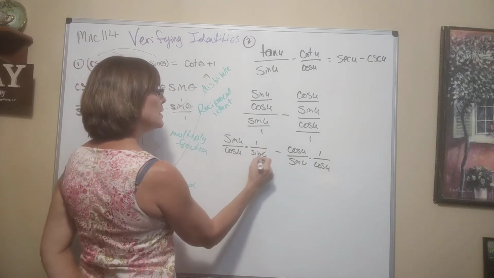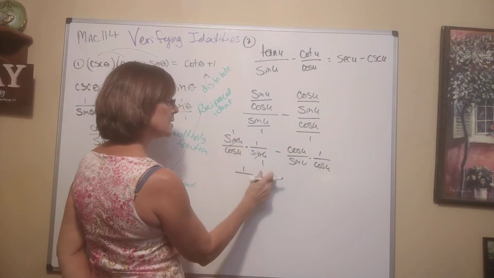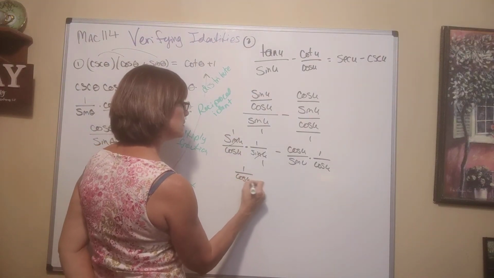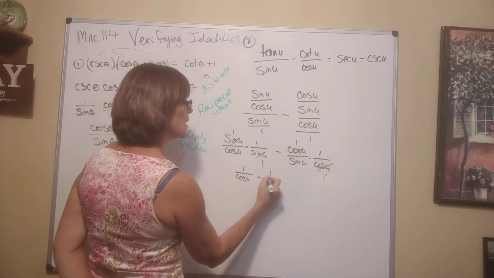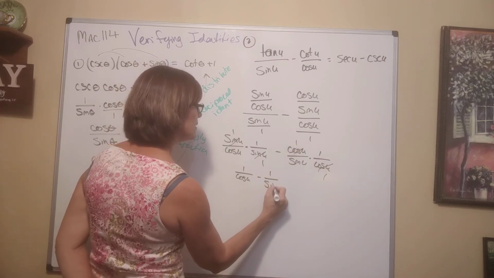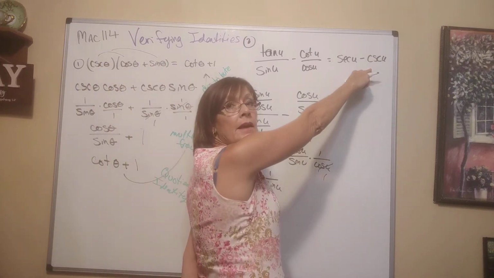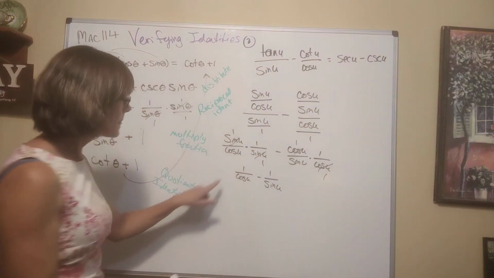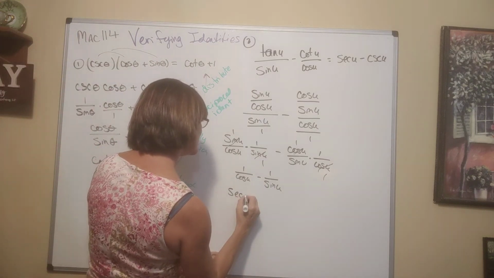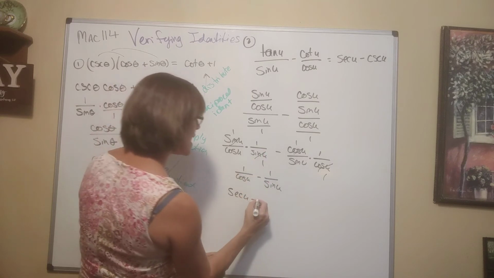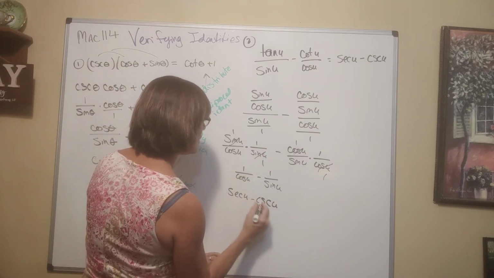All right, what does that do? Oh, hey, cool. Sine goes into sine 1 time. 1 times 1 is 1. Cosine times 1 is cosine. Cosine goes into cosine. 1 times 1 is 1. Sine times 1 is sine. All right, what am I trying to make it look like? Oh, I'm trying to make it look like that. Let's use one of those identities. 1 over the cosine is really the secant. 1 over the sine is cosecant. Oh, I made it look like that.